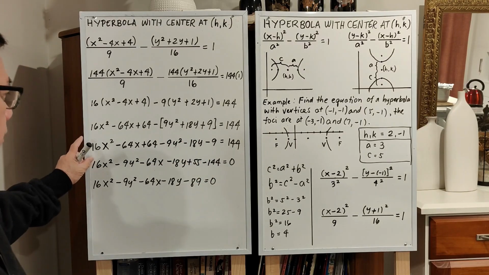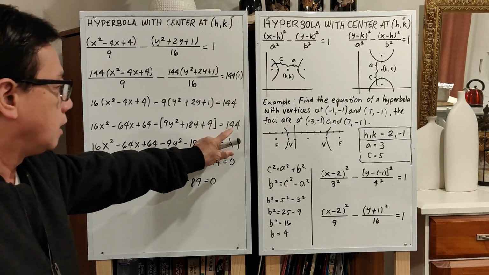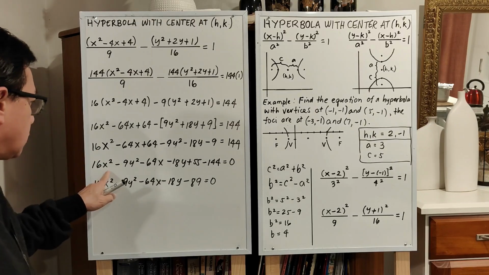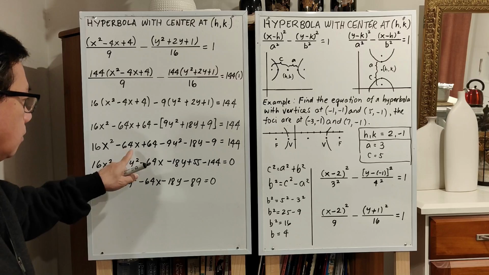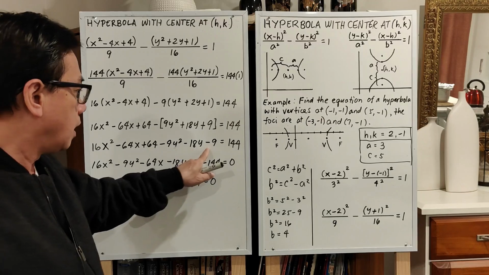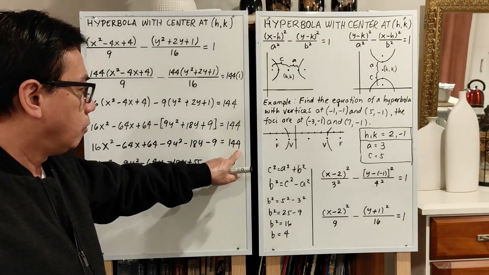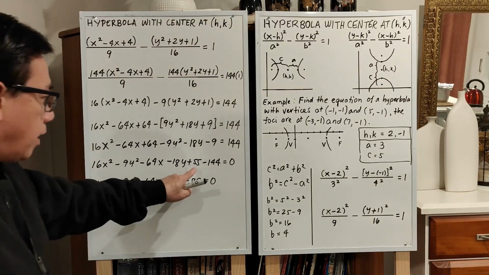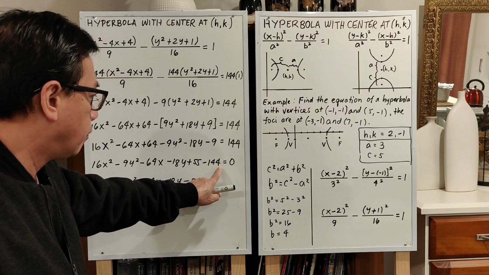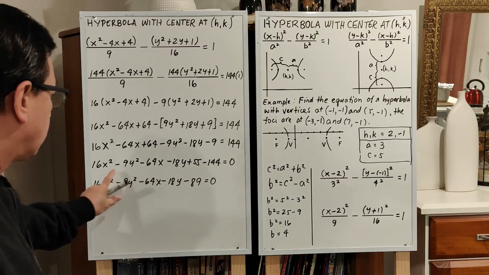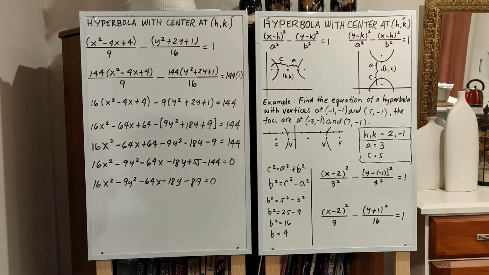We can now rearrange this into descending order of power. So this one is 16x squared minus 9y squared minus 64x minus 18y. And then 64 minus 9 is 55. And then we move 144 to the left side, it becomes negative 144. Combining positive 55 and negative 144 is negative 89. So this is now your regular equation for the hyperbola.